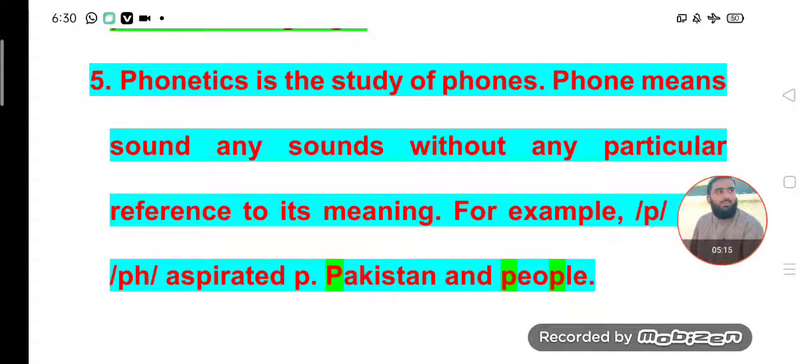Another difference: phonetics is the study of phones. It's very important. Phonetics is the study of phones. Phone means sound, any sound without any particular reference to its meaning. So we have no concern with meanings of sounds in phonetics, while studying just the production of sounds. This is the job of phonetics.